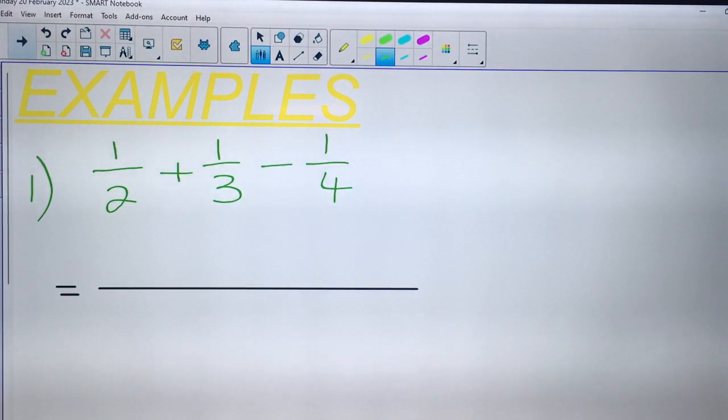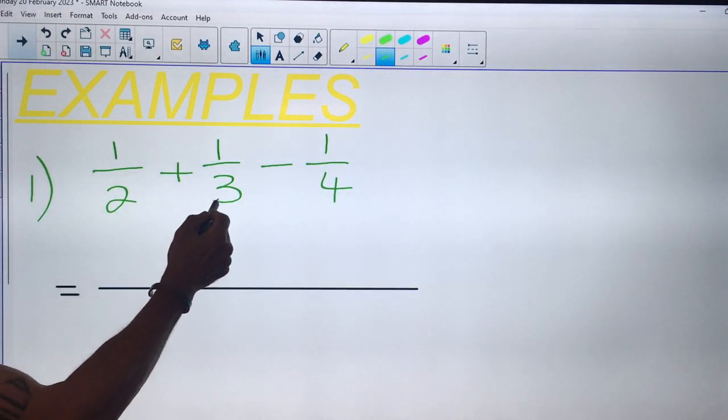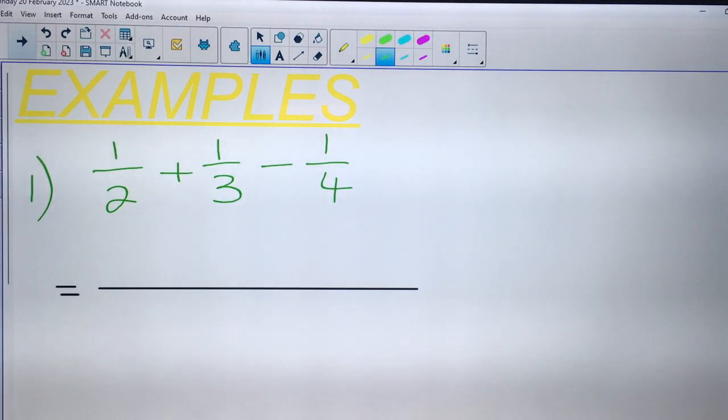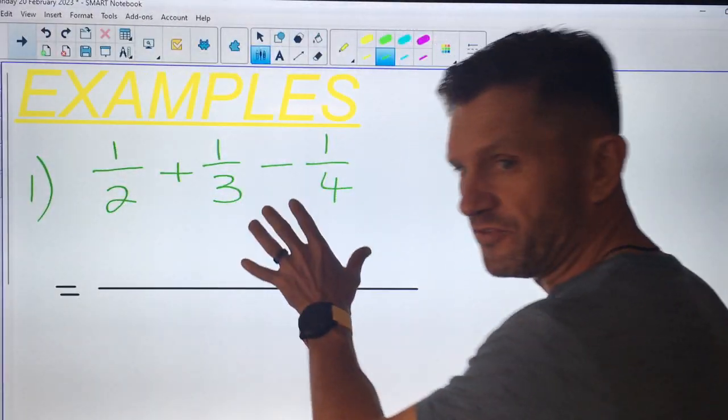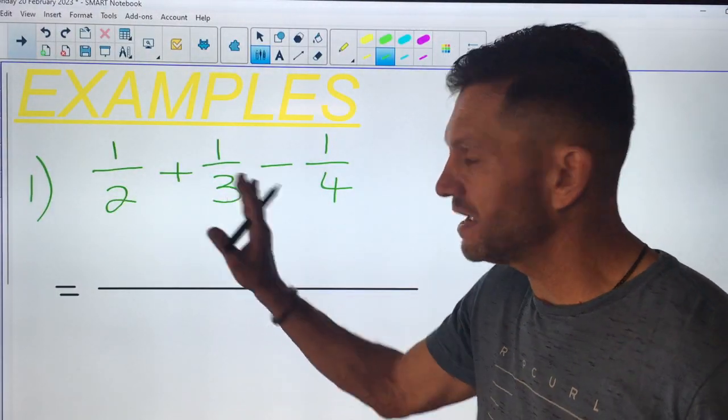So if we add fractions, what needs to be the same? The denominator. So between the numbers 2, 3, and 4, what will be the smallest possible denominator? 2. No. I have to multiply each of them by something, and that something should give me the same answer.